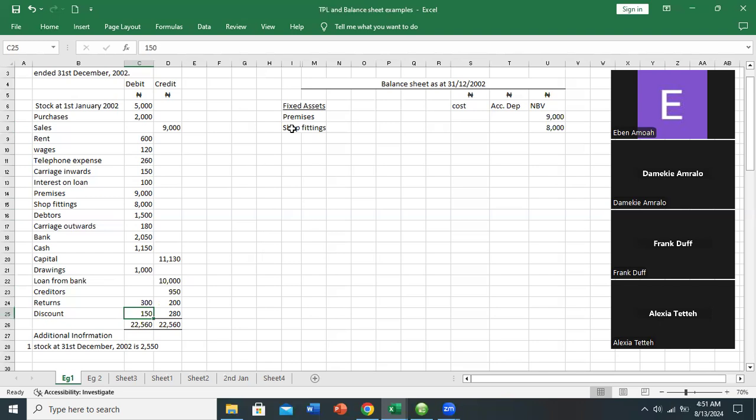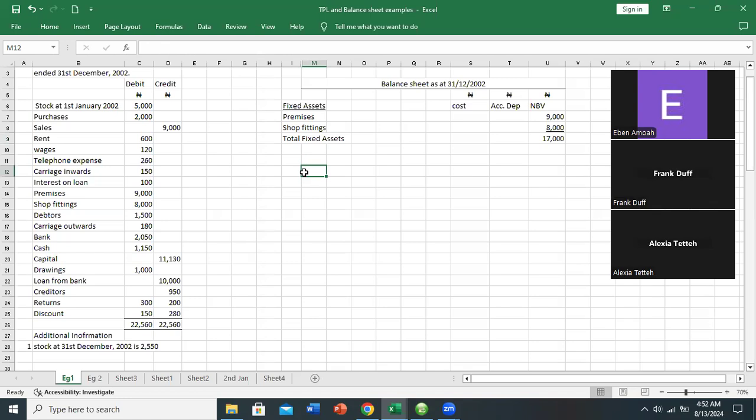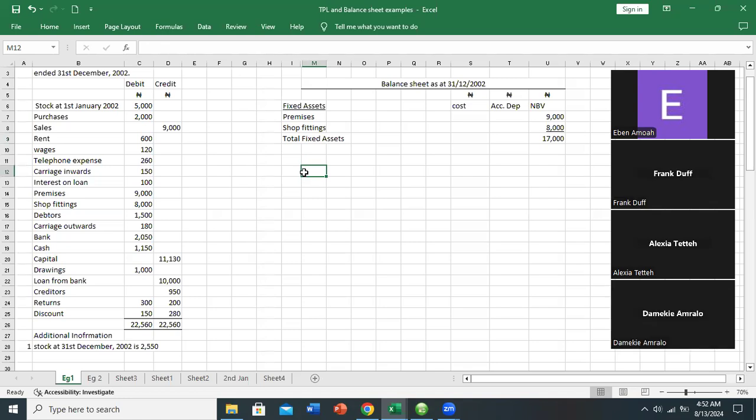So their fixed assets are only two. Only two. So let's add them together. We get 17,000. And that 17,000 represents the total fixed assets. Total fixed assets. So when we say you begin the balance sheet by listing your fixed asset, this is what we're referring to. Go through the question and determine all the fixed assets in the question.